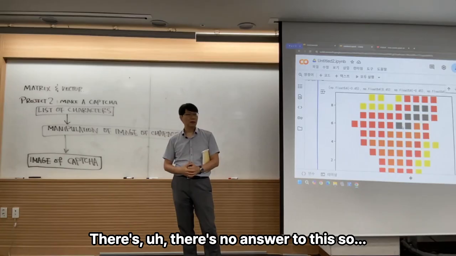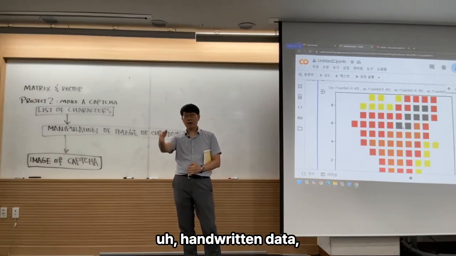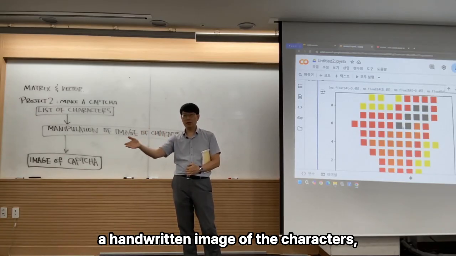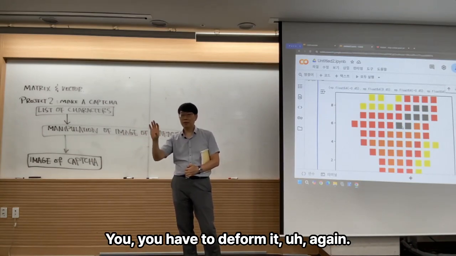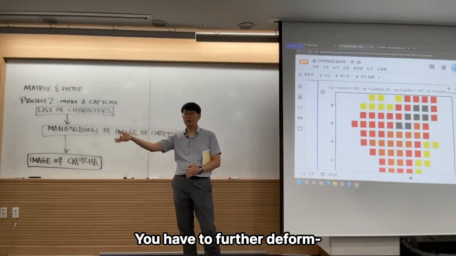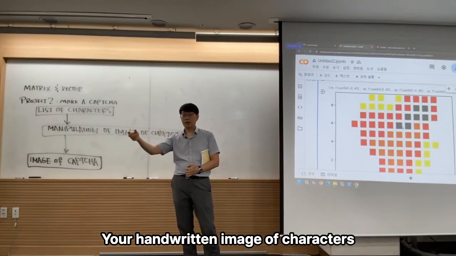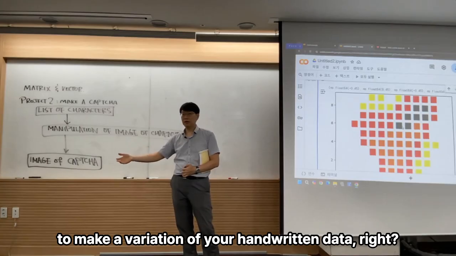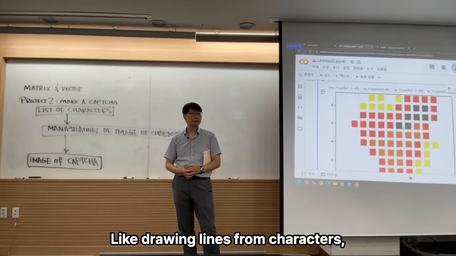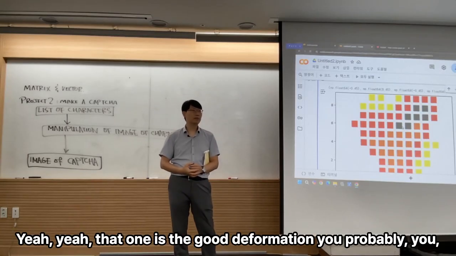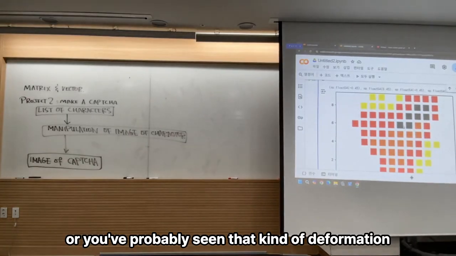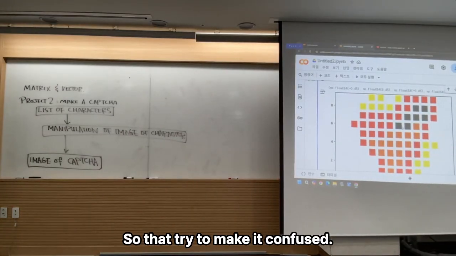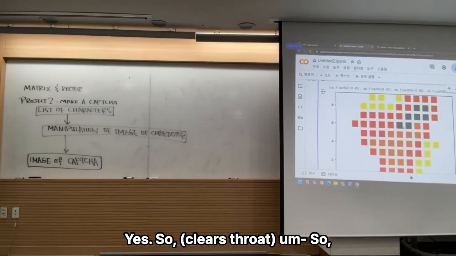There's no answer to this. So, but even if you have handwritten images of the characters, you can make infinitely many, right? You have to deform it again. You have to further deform your handwritten image of characters to make a variation of your handwritten data, right? Drawing lines on characters. So yeah, that one is a good deformation. I already showed you, or you've probably seen that kind of deformation in the character. So that tries to make it confused.